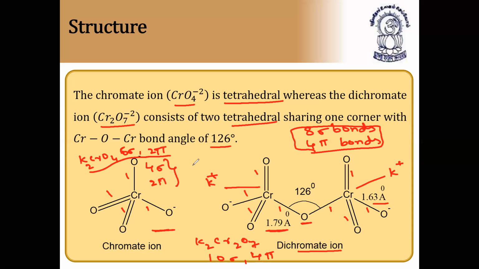So they can ask the structure, and they can ask the number of sigma bonds and pi bonds. If you want to know the sigma bonds and pi bonds, definitely you have to remember the structure. So this is the structure of potassium dichromate and chromate ion. Both are tetrahedral, but in potassium dichromate we have 2 tetrahedrals sharing one corner with a Cr-O-Cr bond angle of 126 degrees. So it consists of 2 tetrahedral structures.